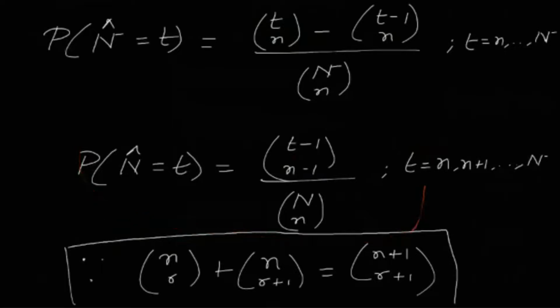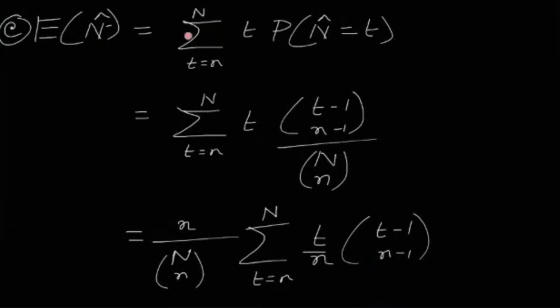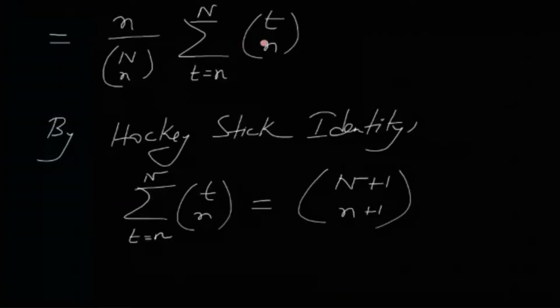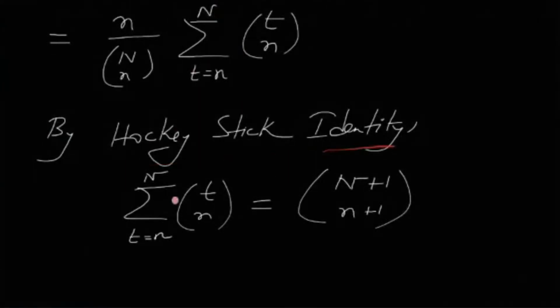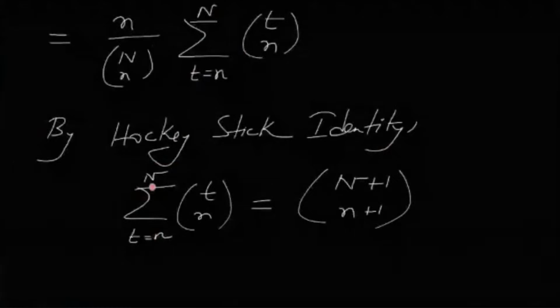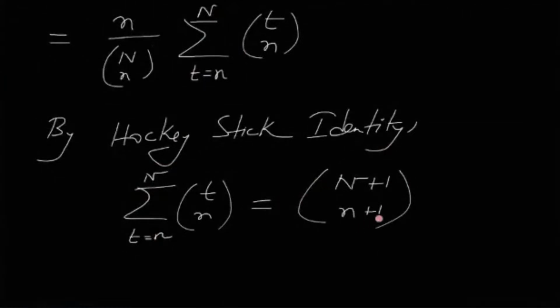Now for the third, let us find the expectation of n hat. So expectation of n hat is nothing but summation of t times probability n hat is equal to t, running from small n to capital N. Now this is nothing but t times t minus 1 choose n minus 1 divided by N choose n. Now adjusting this, multiplying by n, this entire thing can be written as summation of t choose n, t running from n to capital N. Now by the hockey stick identity, summation of t choose n running from n to capital N is actually nothing but N plus 1 choose n plus 1.